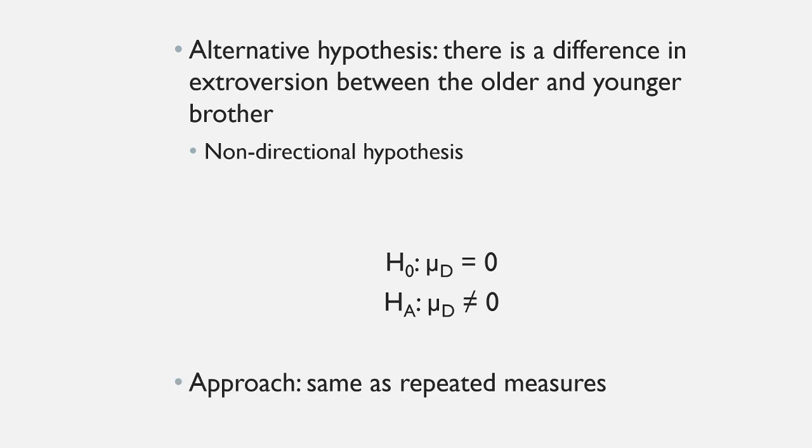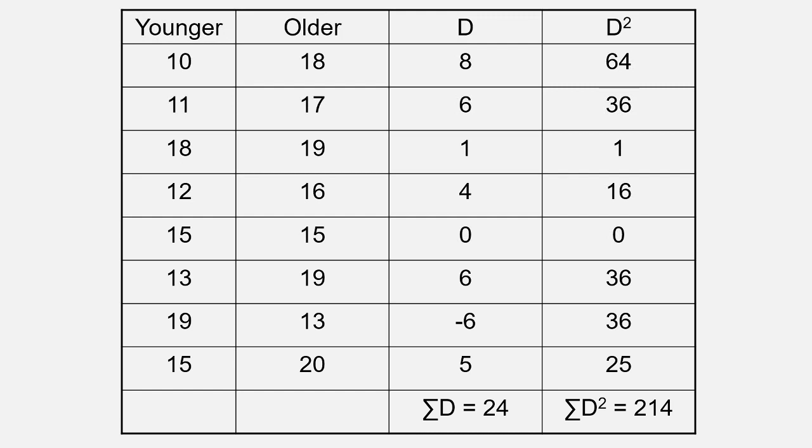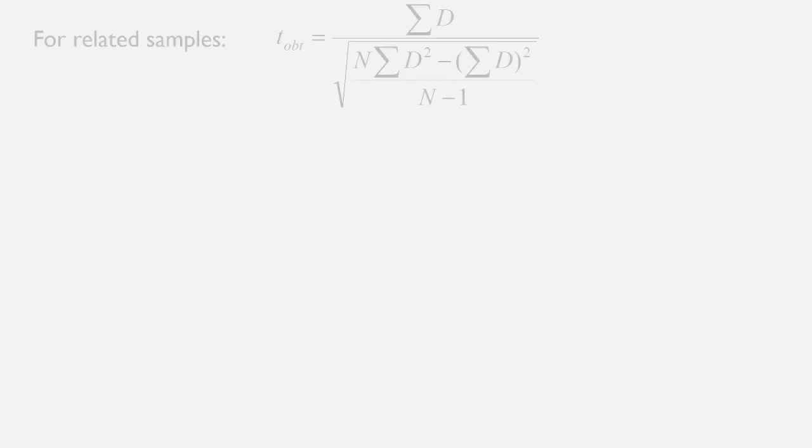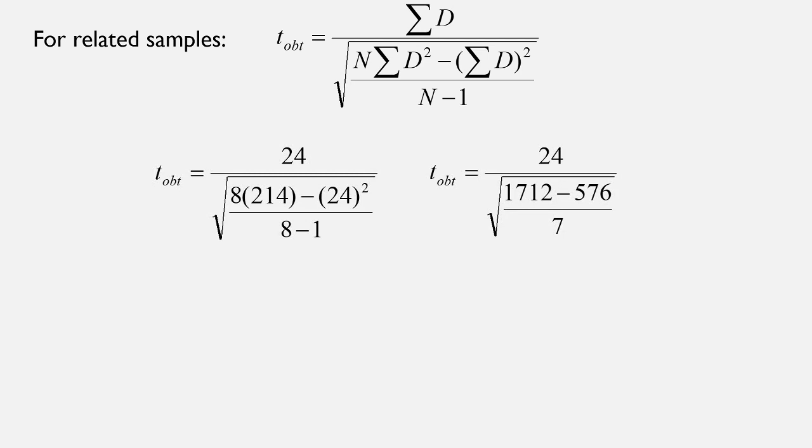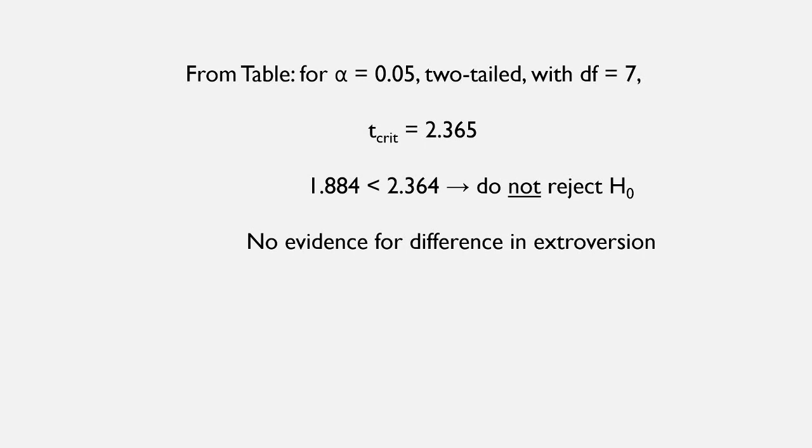But from here, the approach for analysis is going to be the same as your repeated measures approach. You're still going to create those difference scores, and you're going to square your difference scores. And the equation for computing your t-statistic is the same. Okay. So we use the same critical t-value table. So with our critical probability value of p equals 0.05, two-tailed, degrees of freedom of 7, you get your critical t-value, and you compare your obtained t to that critical cutoff.